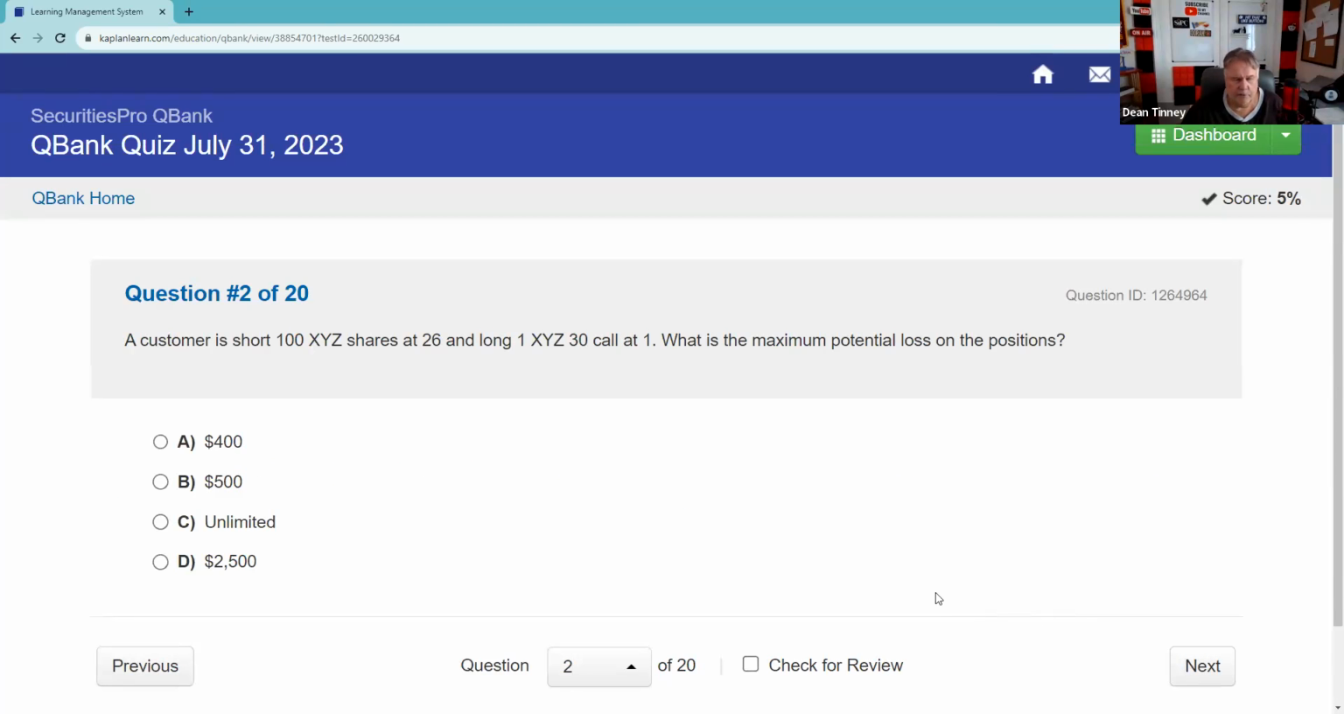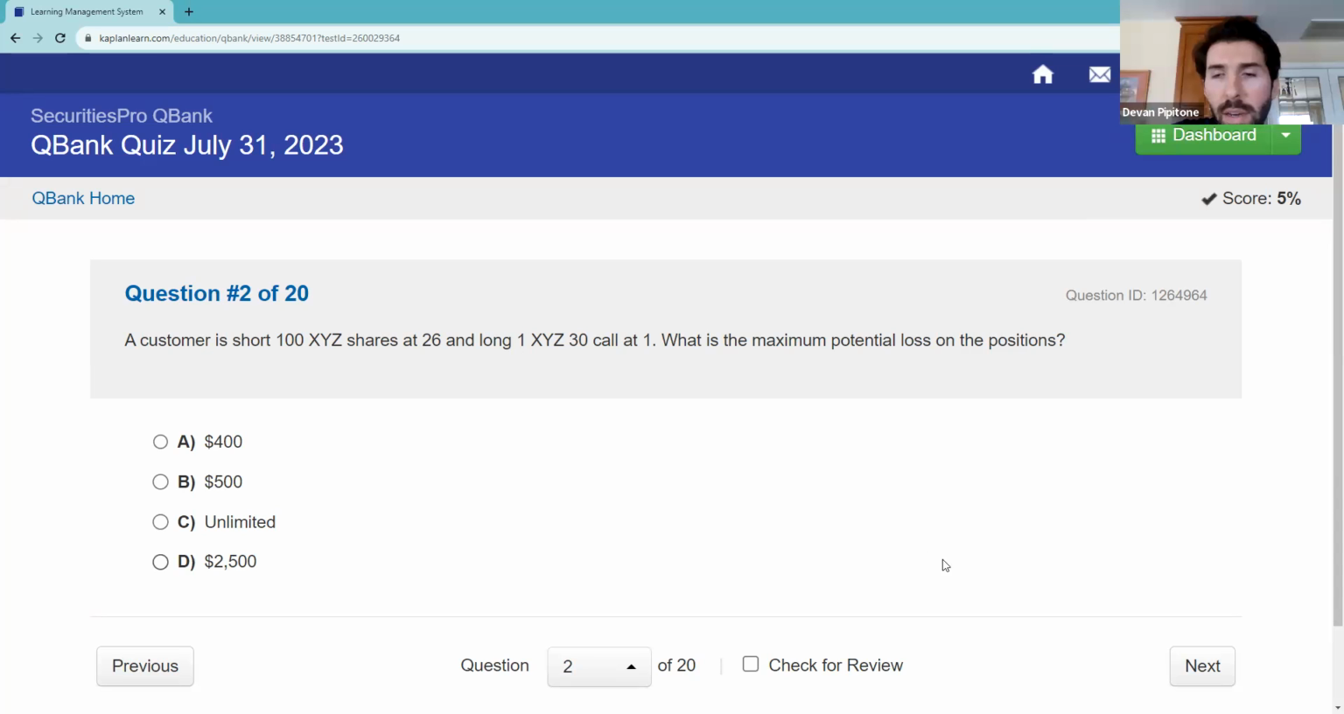A customer is short 100 shares of XYZ at 26 and long an XYZ 30 call at 1. First thing I think is, smart guy. You can memorize a lot of option stuff. But I think if you understand options, what I mean by that is you're not fumbling around, that's a choice to buy the stock at 30, and you can track money, then you're in pretty good shape. And so what is the maximum potential loss? What say you, my friend, in terms of the maximum potential loss? Would that be B, 500?